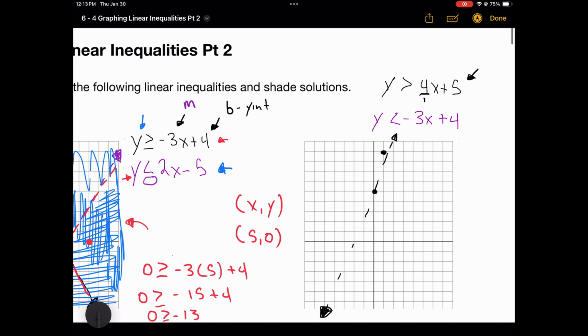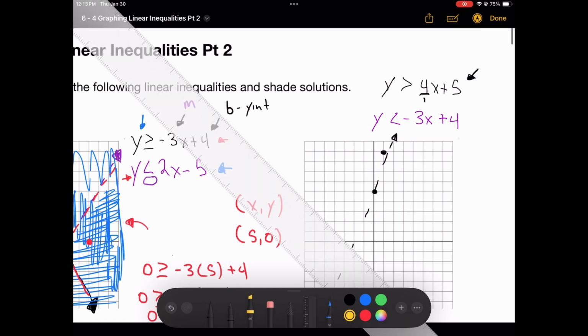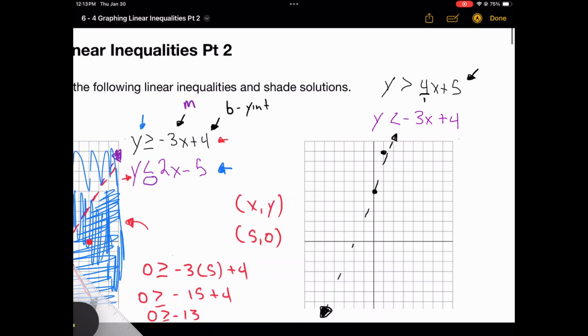Now I need to decide if I need to shade above or below. Well, it says y is greater than, but people were still shading below last class. Let me talk to you about how you go about doing this. If it's greater than, you just pick a point on the line and you just go up. That means greater than, up, in relation to the y's. It's going up. That is greater than. So I just pick a point on the line and I go up if it's greater than. Obviously, if it's less than, I would go down from the line.